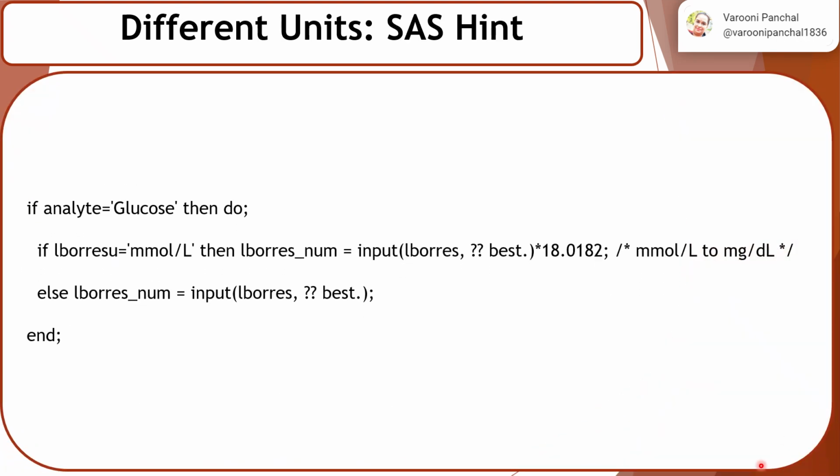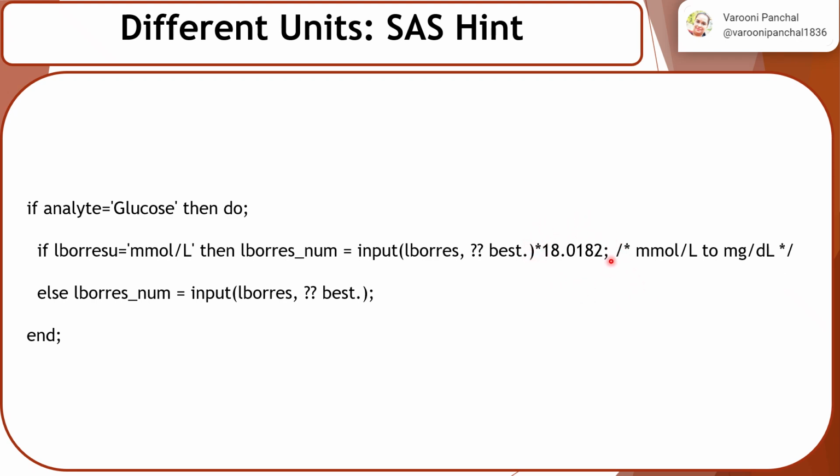Now, for example, here is a SAS program, a very small, simple if-then-do-else program. So, say if the analyte is glucose, then you can check if the unit is millimole per liter. Then you can create another new variable, right? By converting into the numeric factor, this is the original value which we got from the raw data. So you are converting this into mg per deciliter. So you use this conversion factor.